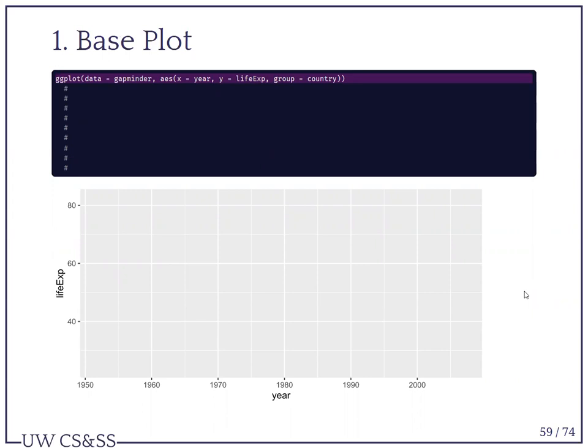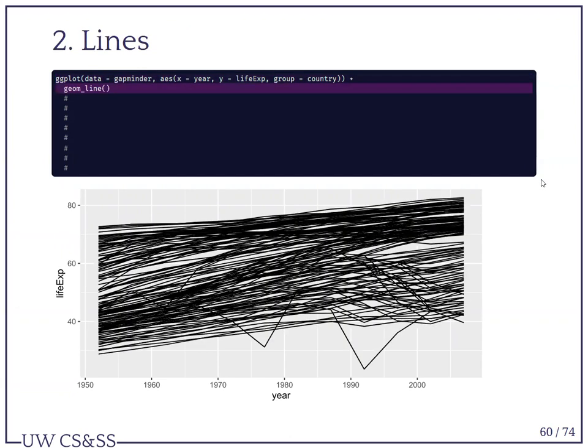So we have our ggplot function that initializes our graph. We hand it the gapminder data for the data argument. And then our aesthetics are, on the x-axis, we want the year. On the y-axis, we want life expectancy. And we want everything to get grouped by country. Cool. Then we draw a geom_line. Note that the countries are grouped, even though we haven't colored them, okay?